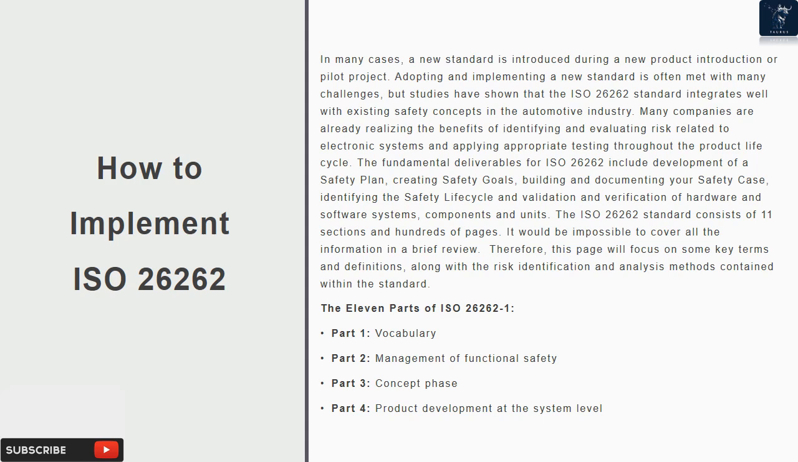The fundamental deliverables for ISO 26262 include development of a safety plan, creating safety goals, building and documenting your safety case, identifying the safety life cycle, and validation and verification of hardware and software systems, components, and units.